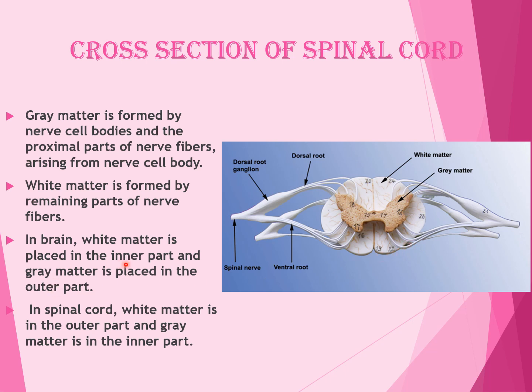Now in the brain, the white matter is placed in the inner part and the grey matter is placed in the outer part. But in the spinal cord, the white matter is the outer part, and the grey matter is the inner part.